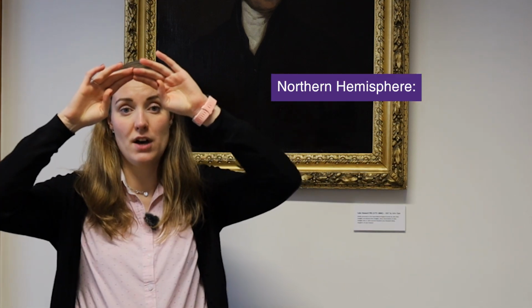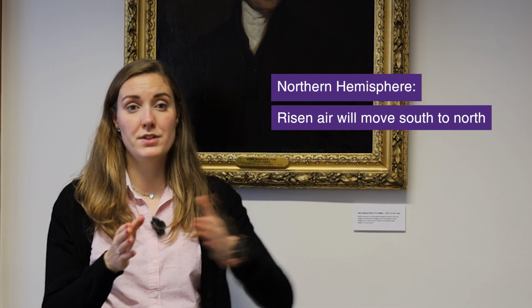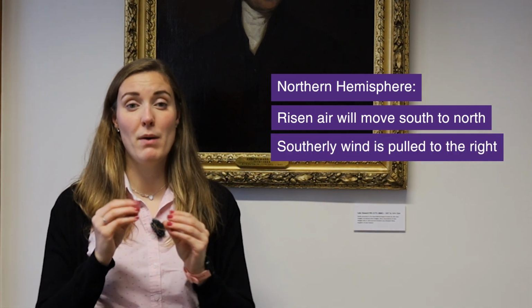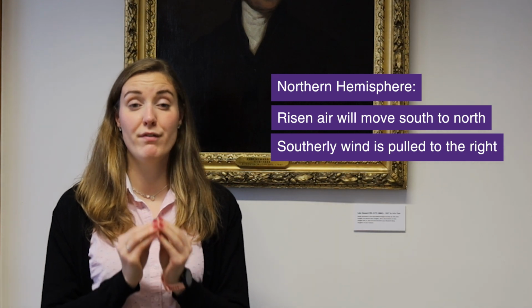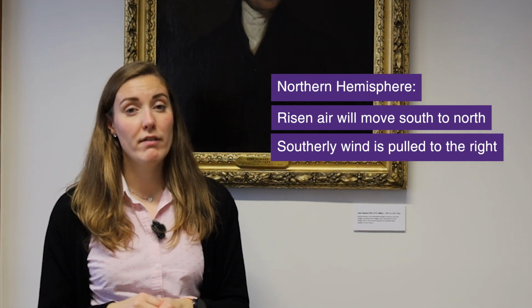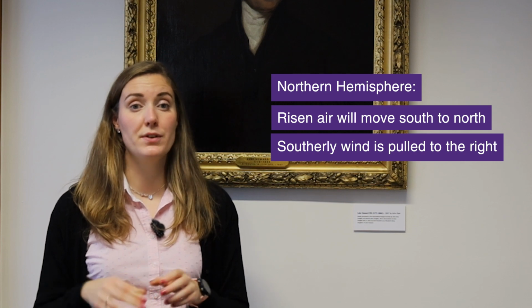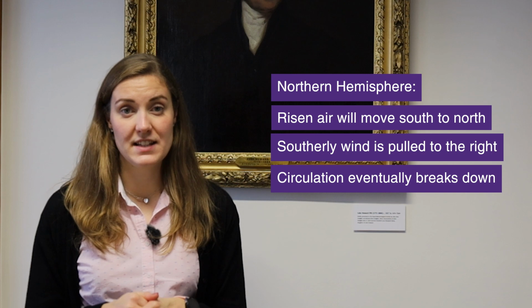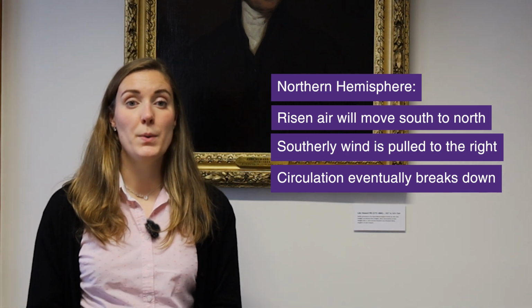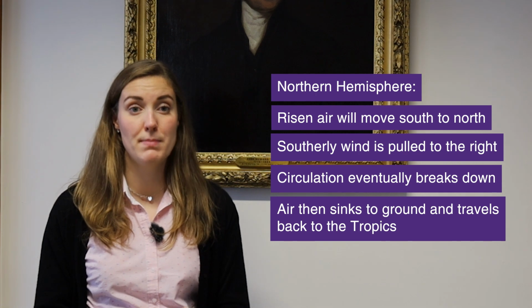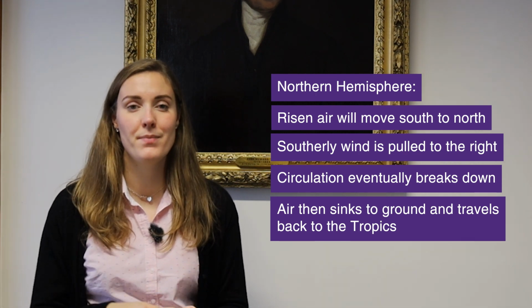In the northern hemisphere, the risen air will then start off moving from south to north, a southerly wind, as you will remember that we talked about wind from the direction which it's blowing from and not where it's blowing to. But the Coriolis force means that it is pulled to the right, becoming ever more westerly, until eventually the circulation breaks down, with the air sinking back down to the Earth and returning back to the tropics to take the place of the air which is rising there.